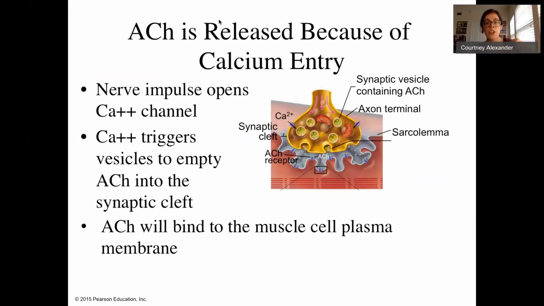And that nerve impulse down the motor neuron is going to cause calcium channels to open. These are voltage-gated calcium channels. They open because of an electrical impulse, a voltage change. And calcium is going to flood into the axon terminal, into the bottom end of this motor neuron. What the calcium does is it causes the vesicles full of neurotransmitter, full of acetylcholine, to empty and release into the synaptic cleft. And then the acetylcholine is going to bind to the muscle cell plasma membrane.